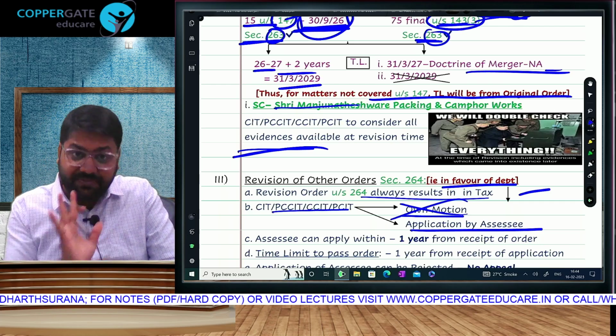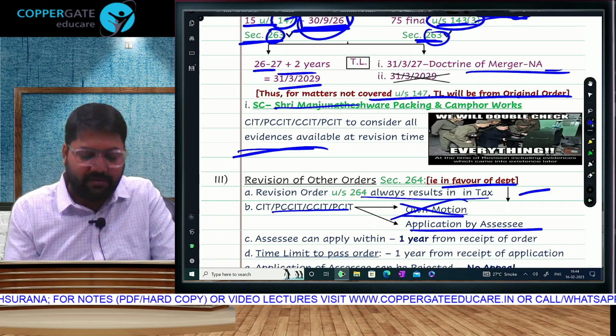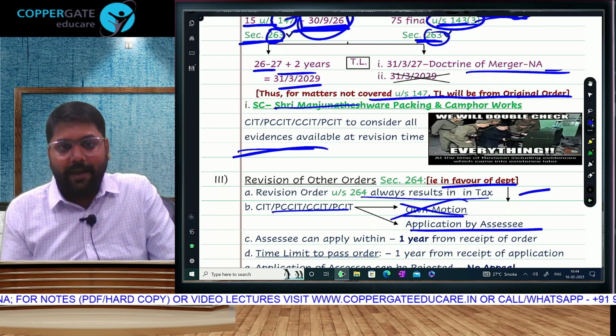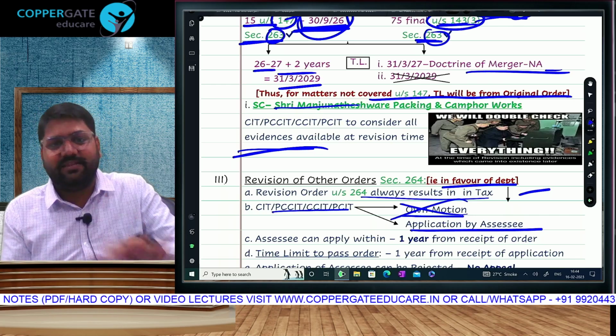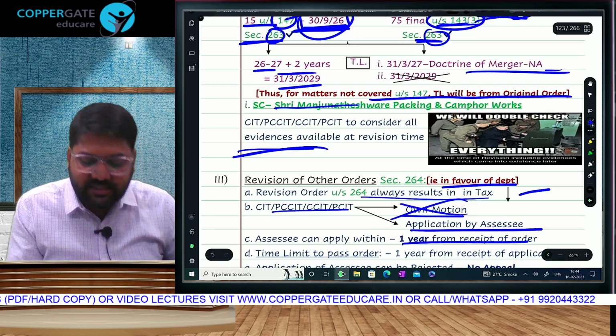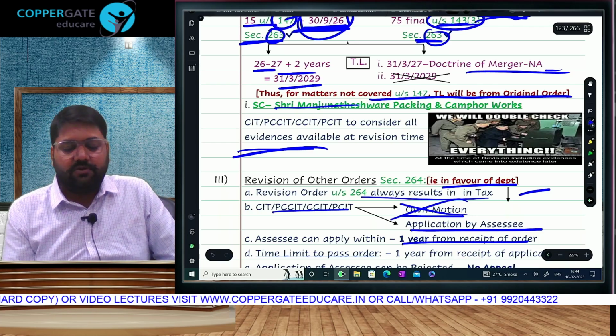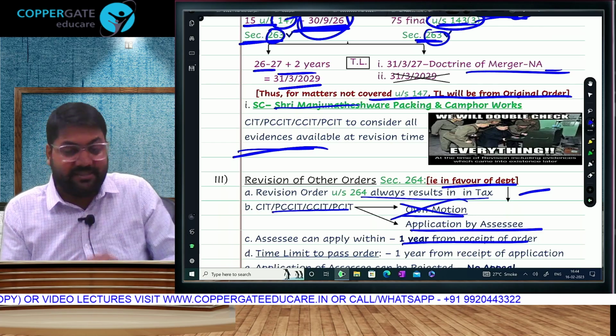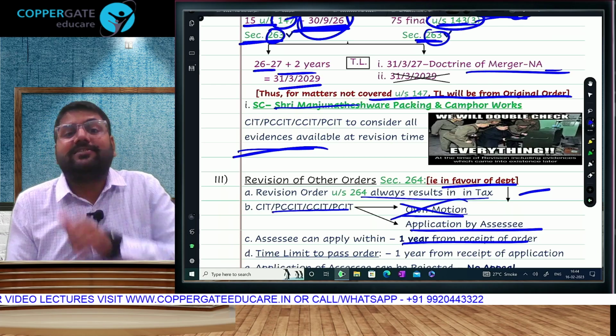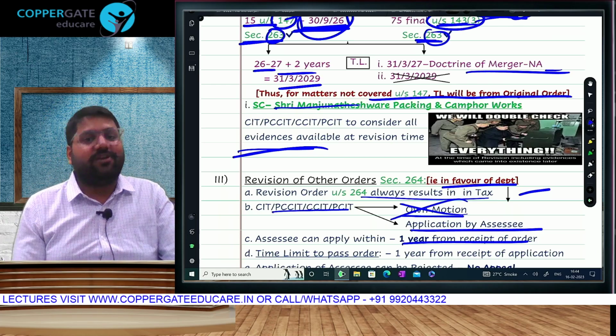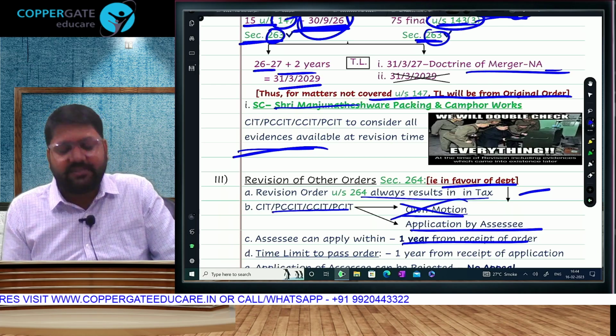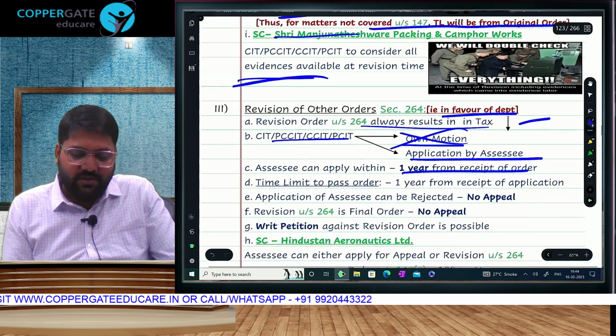The only thing where 264 is applicable or can be applicable in practical life, theoretically they can write anything, this time limit is 1 year from receipt of order, and CIT appeals is 30 days. So, if 30 days have passed and he is not condoning the delay, then this is your last possible action. That's the secret weapon, 264.